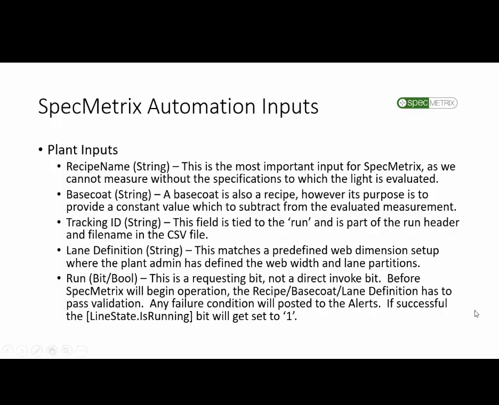The next part is that when you're setting your run bit to 1, you do want to measure and monitor the line state is running bit. When that is set to 1, then you know that the SpecMetrix PC is in the process of measuring. Ideally, when you have set your run bit from 0 to 1, you would be able to see that the line state changes from 0 to 1 as well, as a good indicator that things have started.